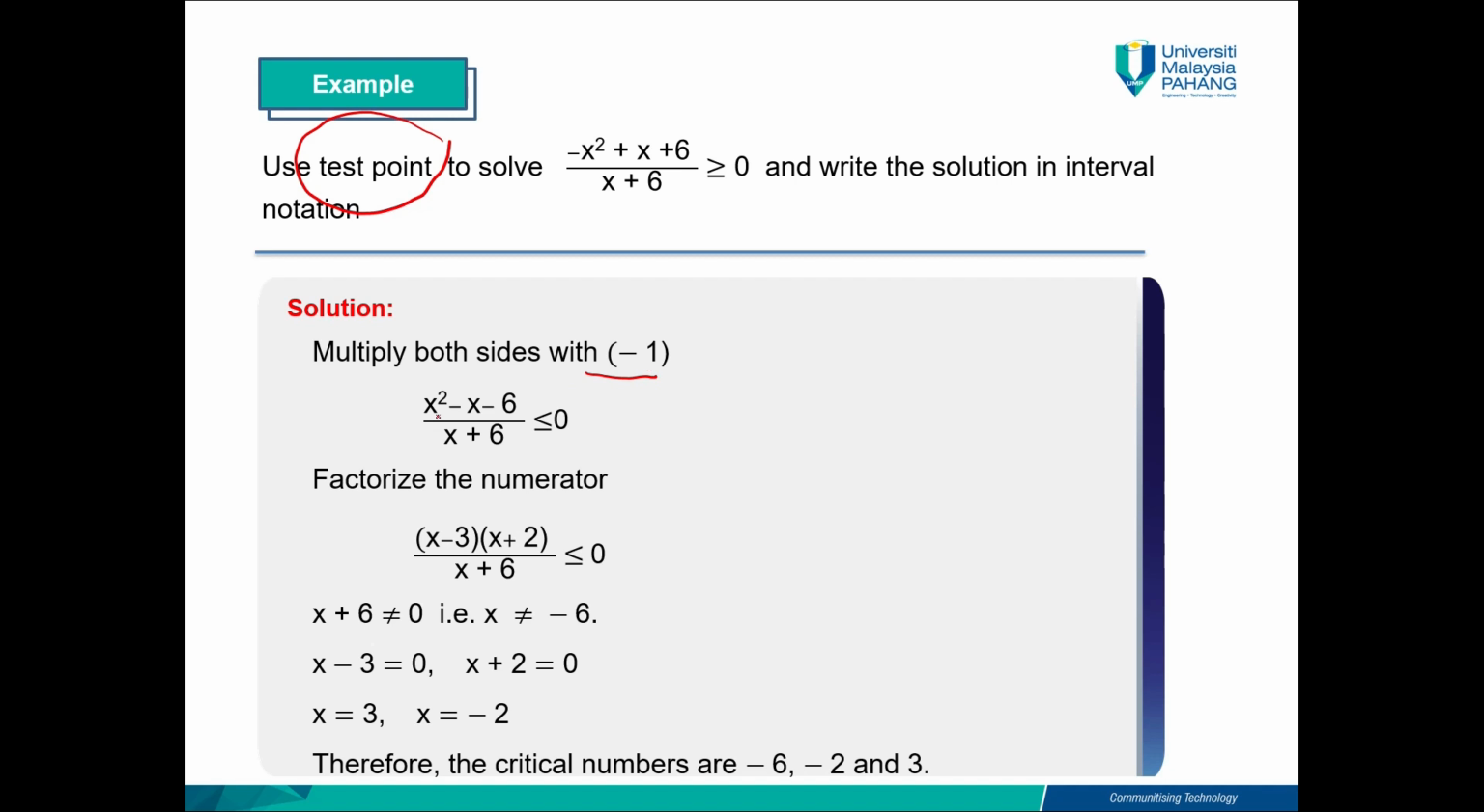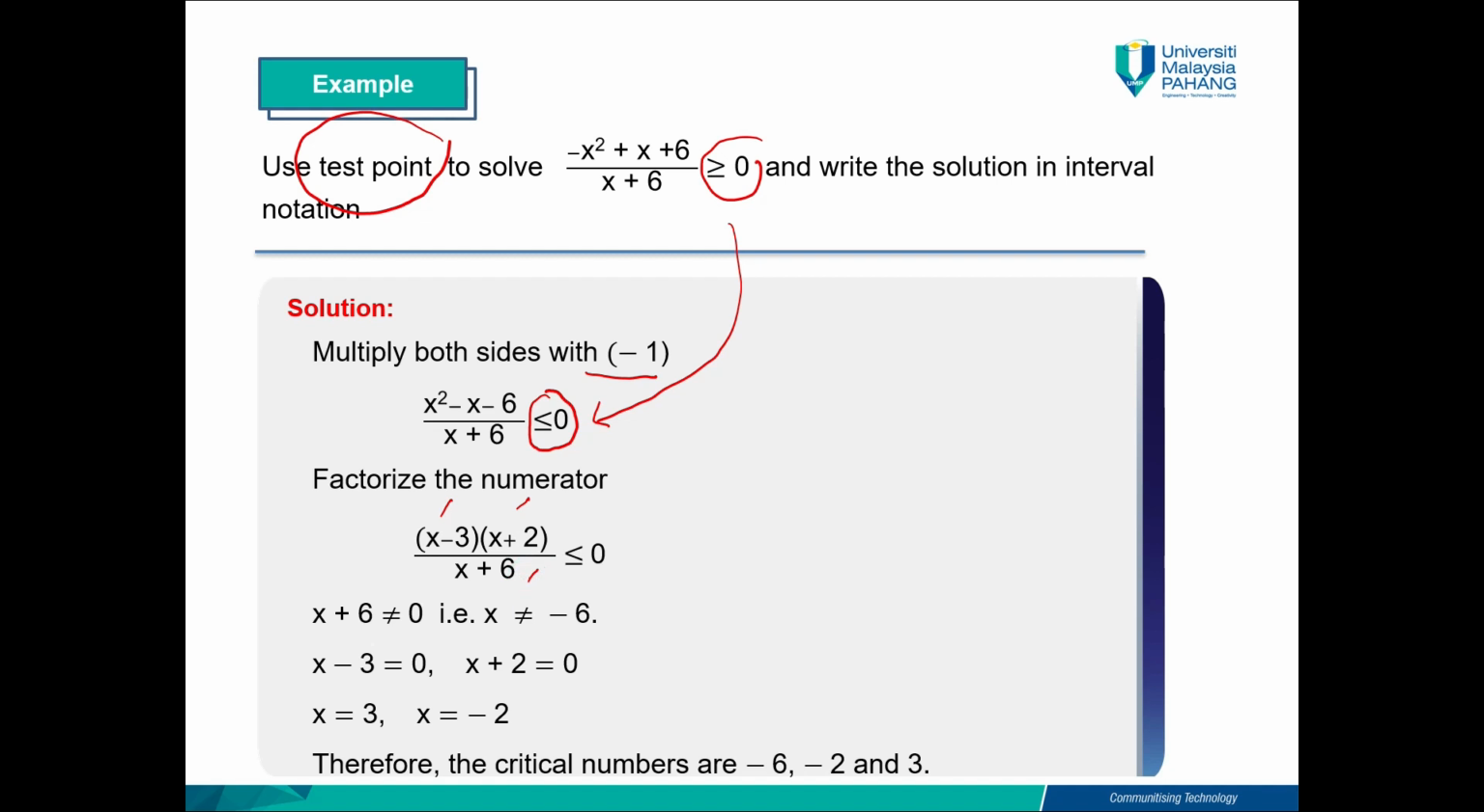So we have x squared minus x minus 6 over x plus 6, less than or equal to 0. The denominator doesn't change because we multiply negative 1 on top of the fraction only. And the sign will reverse, from more than into less than, because we multiply with a negative value. So this is the inequalities rule. And then we factorize the numerator. So we have x minus 3, x plus 2 over x plus 6.